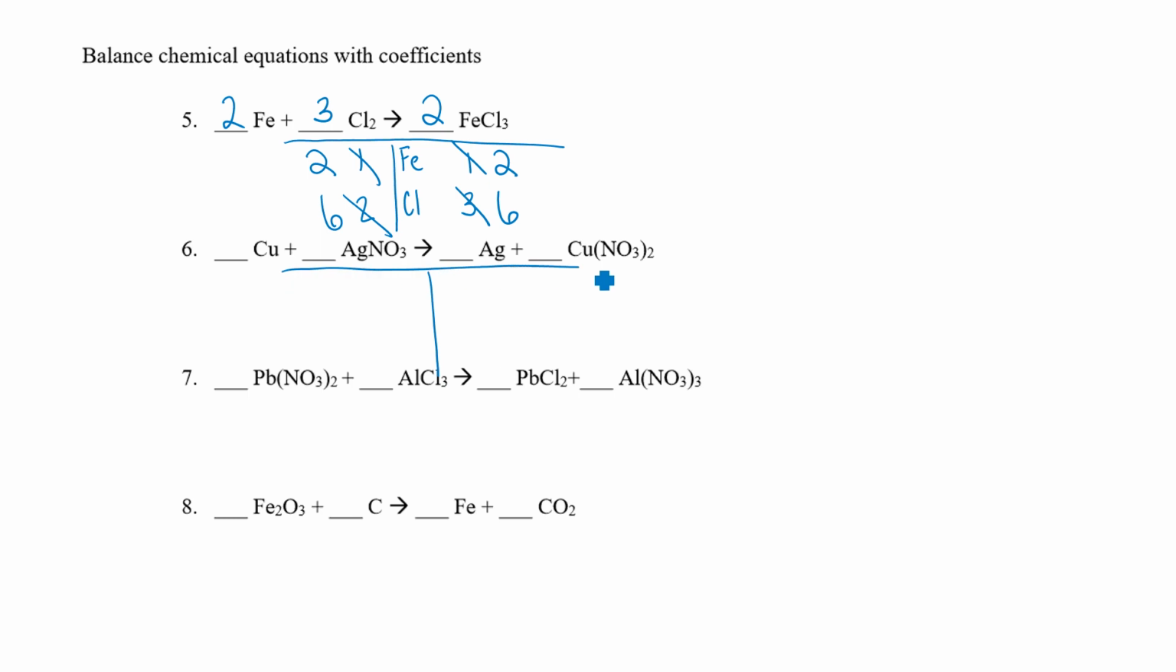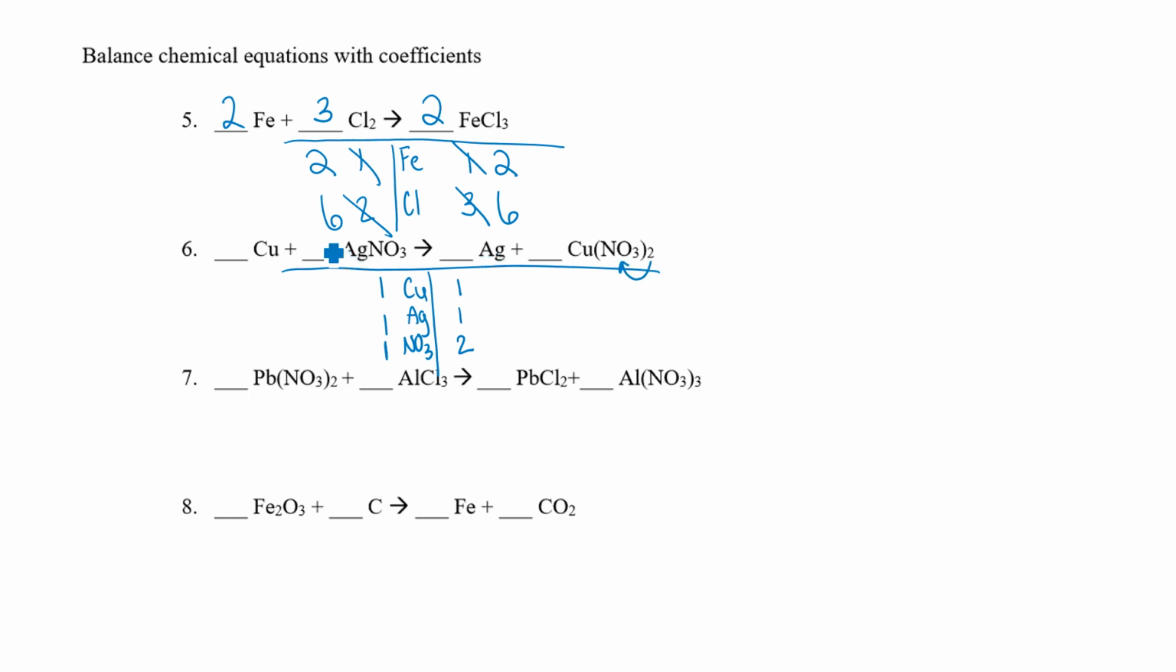Let's look at this next one. This is an example of something involving polyatomic ions. I could count the nitrogens and oxygens separately, but it's often easier just to count the NO3s as one thing rather than breaking up the nitrogens and oxygens. So I've got 1 copper on the left, 1 silver, and 1 nitrate ion. And on the right, I've got 1 copper, 1 silver, and 2 nitrate ions.